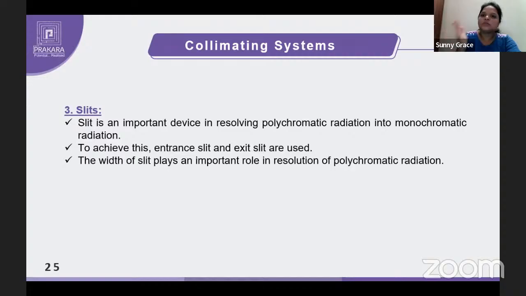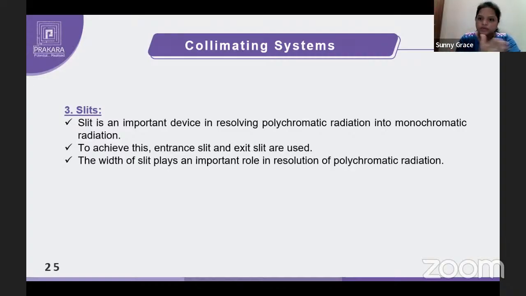So that is the reason why we have to use these slits, for resolving the polychromatic light into the monochromatic light radiation. I have already told you, for this reason, we are having two slits. The entrance slit will take all the polychromatic light, and the exit slit will send only the monochromatic light.